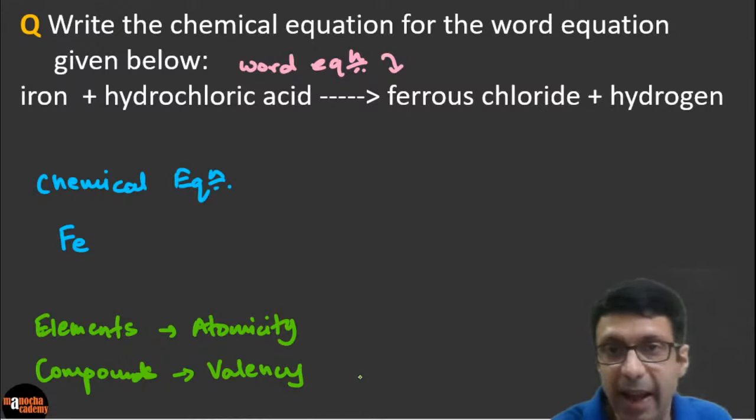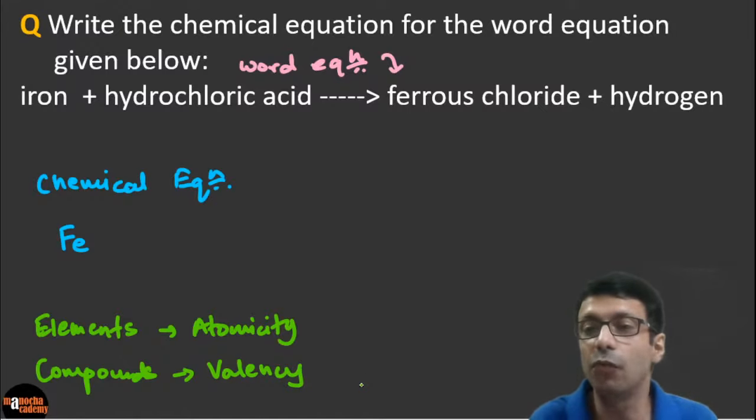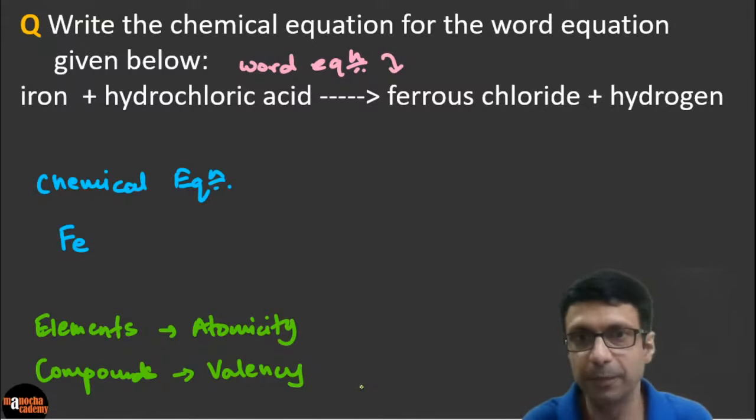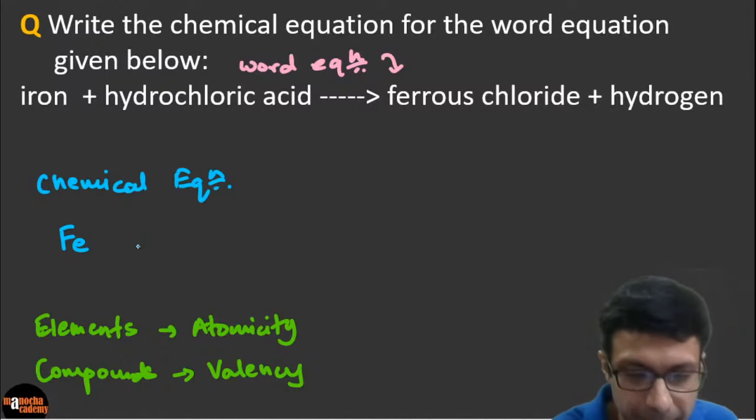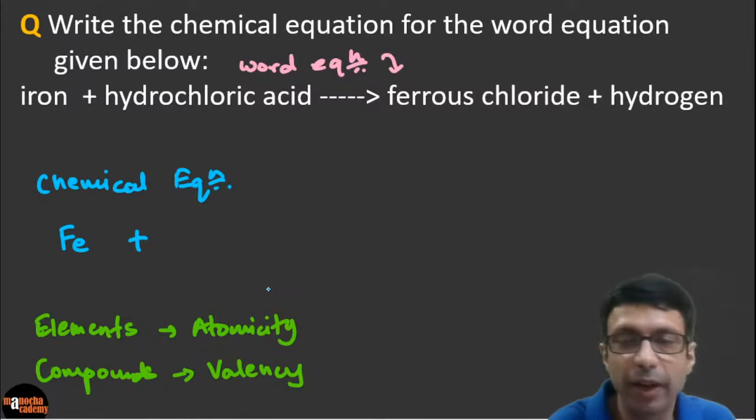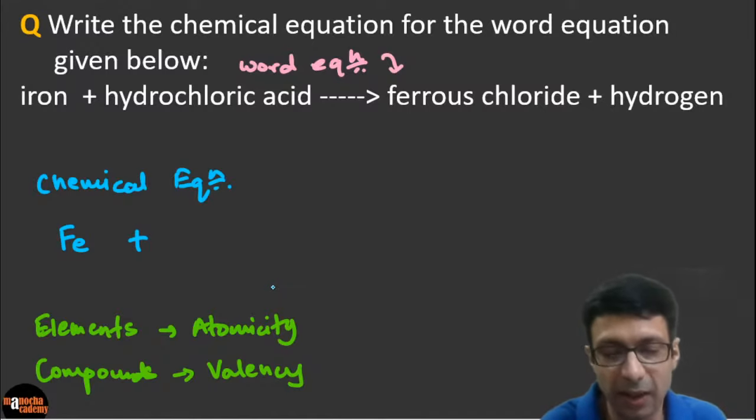So iron is an element, and the atomicity of metals like iron is 1. So it's simply Fe, right? Pretty simple. This is just going to be Fe because the atomicity is 1. Now the next thing, hydrochloric acid. You know hydrochloric acid is a compound.